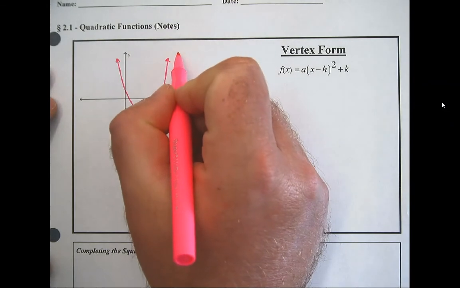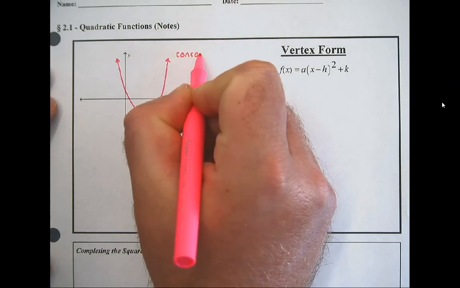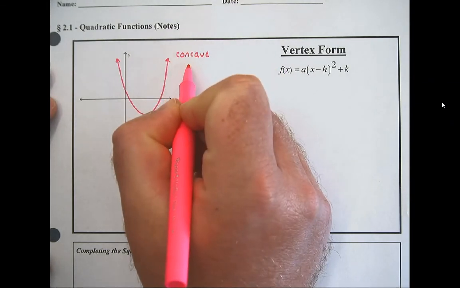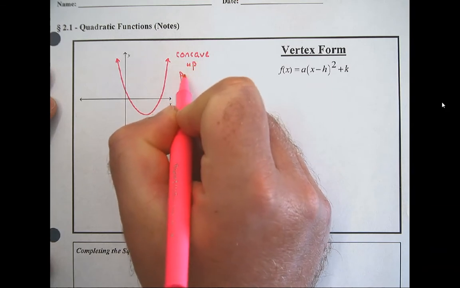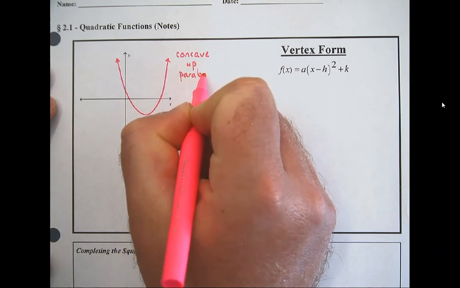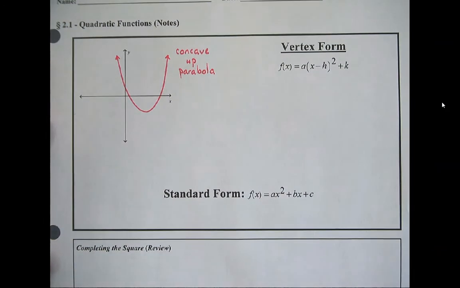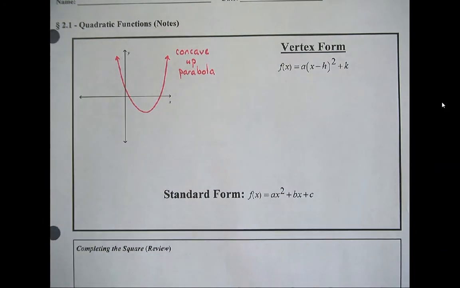This is what we would call a concave up parabola. If it was reflected, it would be called a concave down parabola. We don't have convex parabolas. We only call them concave up or concave down.